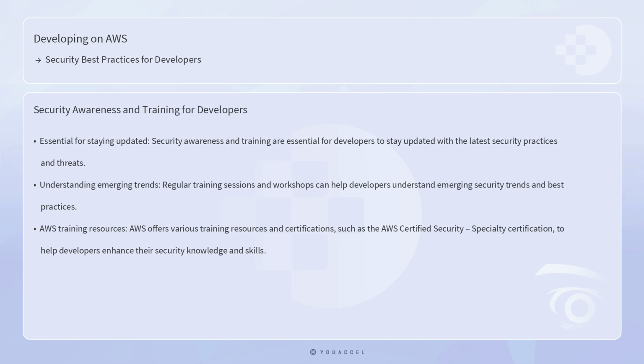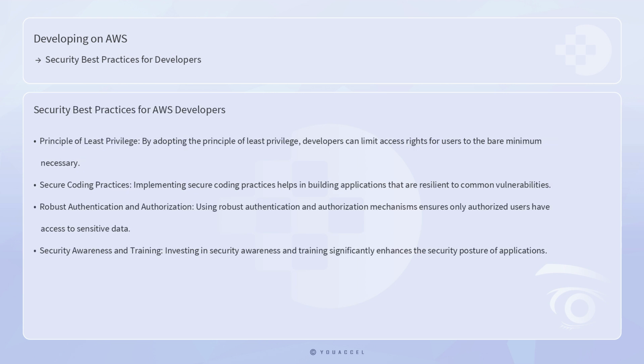Security awareness and training are essential for developers to stay updated with the latest security practices and threats. Regular training sessions and workshops can help developers understand emerging security trends and best practices. AWS offers various training resources and certifications, such as the AWS Certified Security Specialty Certification, to help developers enhance their security knowledge and skills.